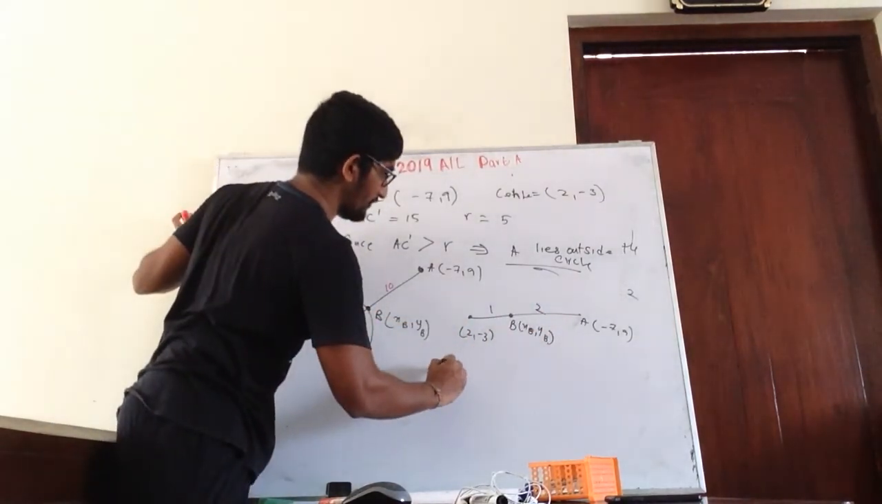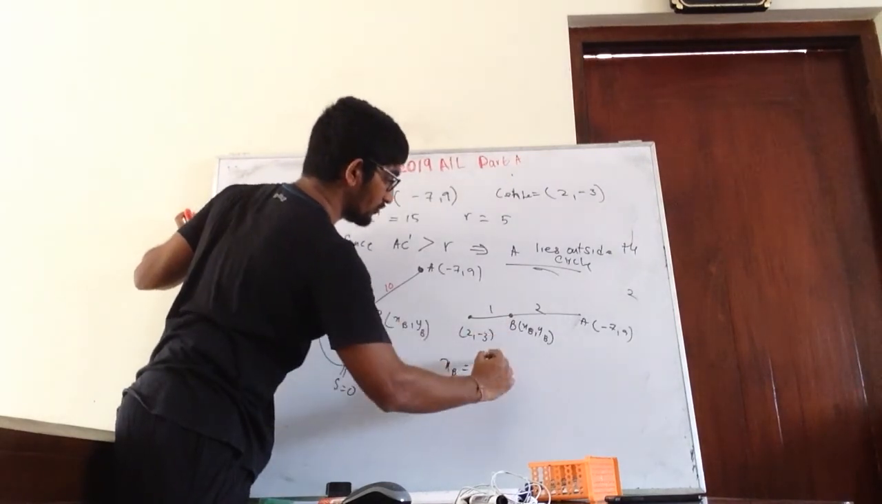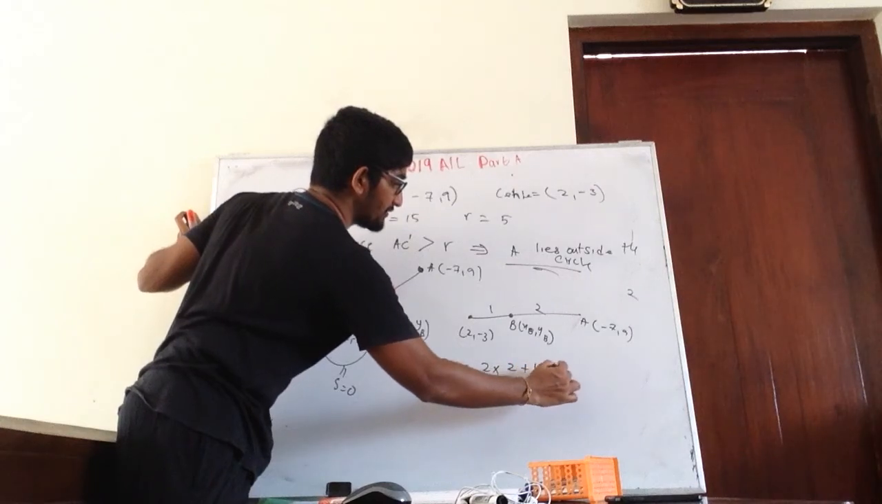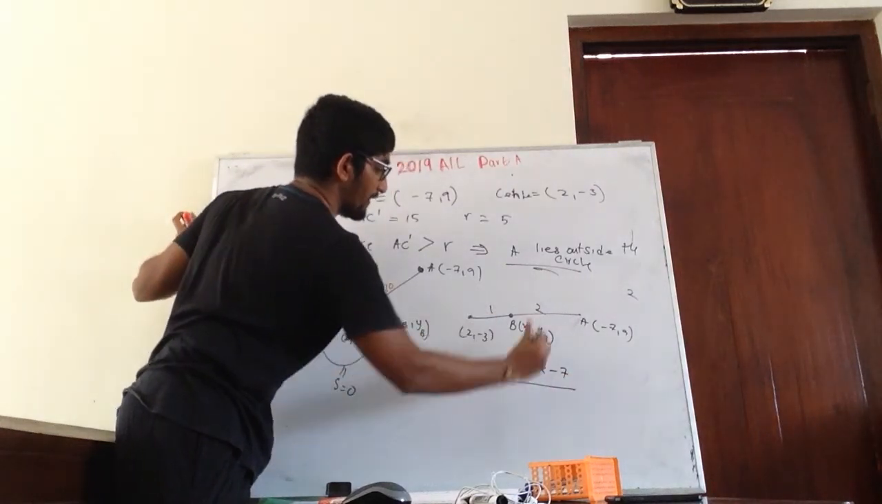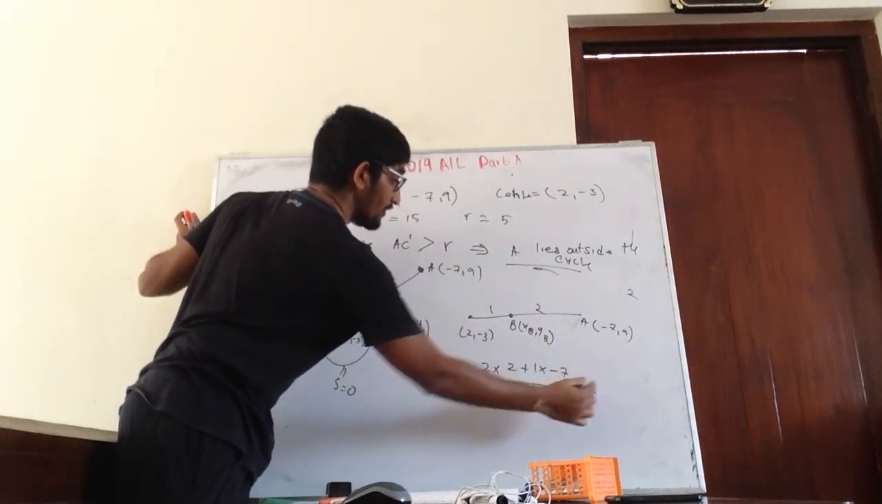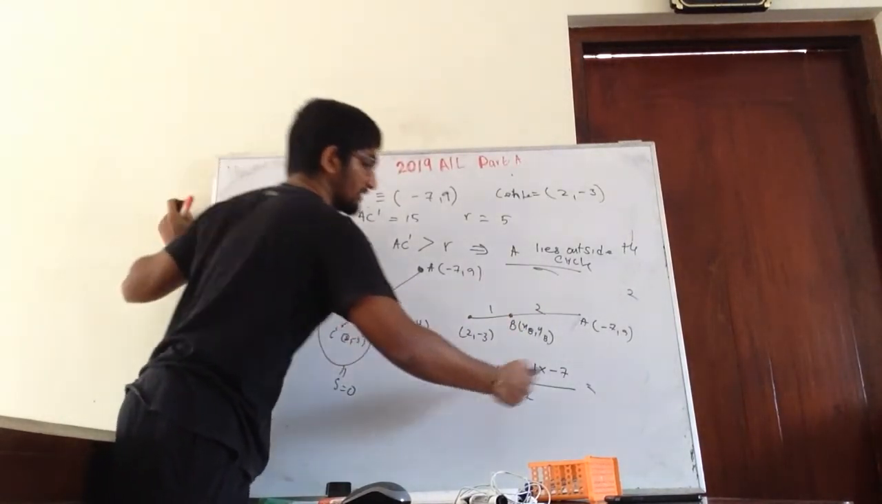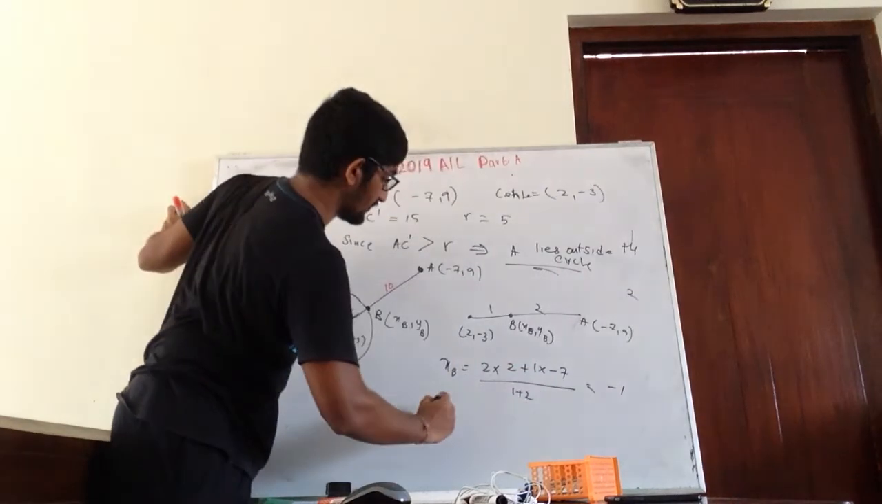So we can get the point B, XB as what? 2 times 2 plus 1 times minus 7, over 1 plus 2. So here you will get 4, 4 minus 7 is minus 3. Minus 3 over 3 will be minus 1.